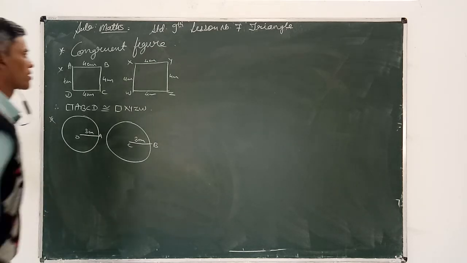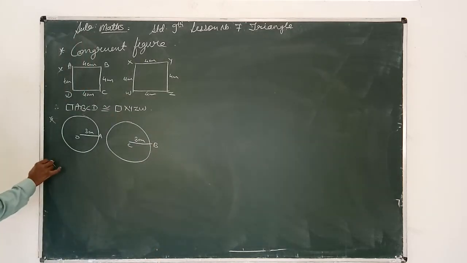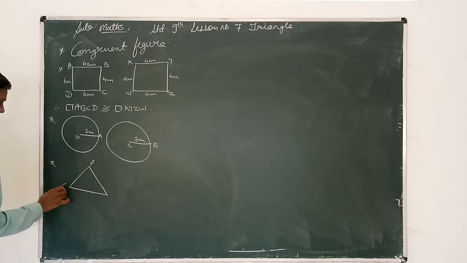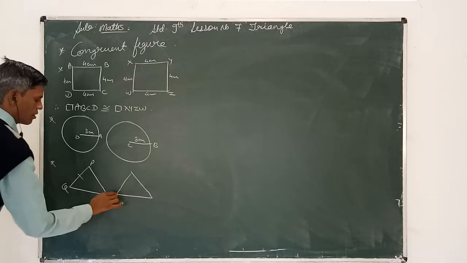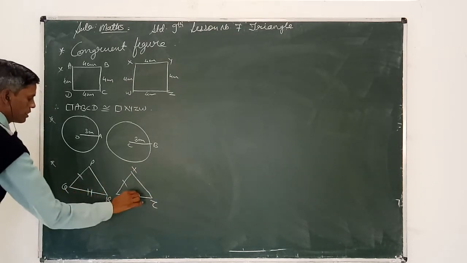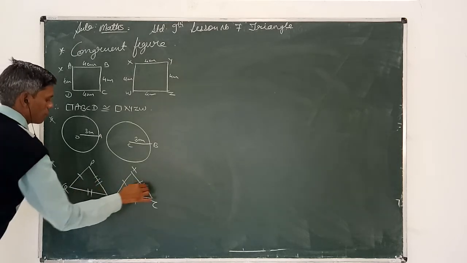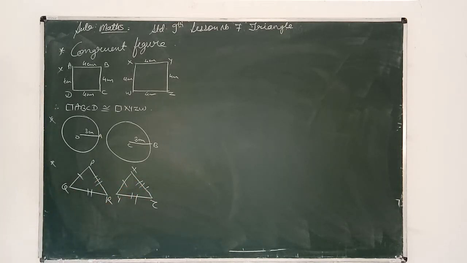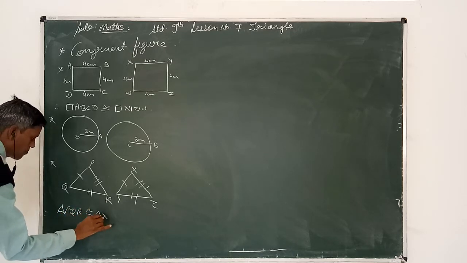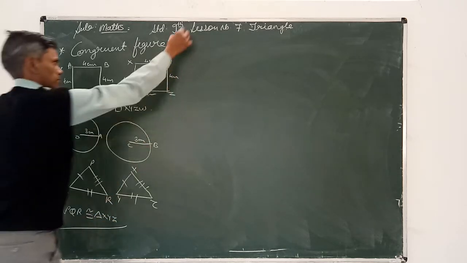Now, equilateral triangles. About equilateral triangle PQR and another equilateral triangle XYZ. This side is equal to this side, and this side is equal to this side. Then these diagrams are also known as congruent. Triangle PQR is congruent to triangle XYZ.